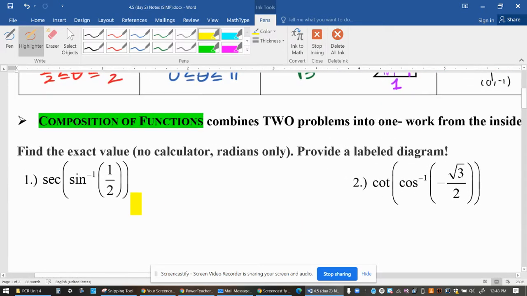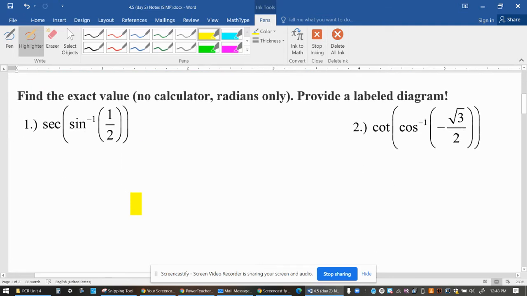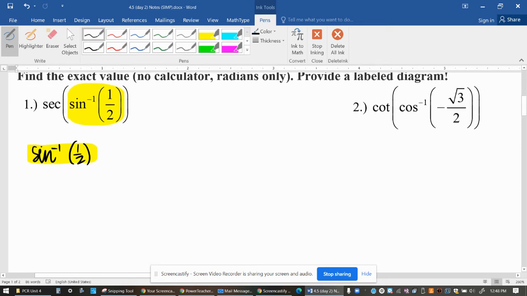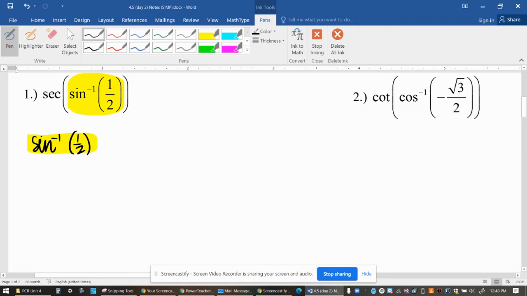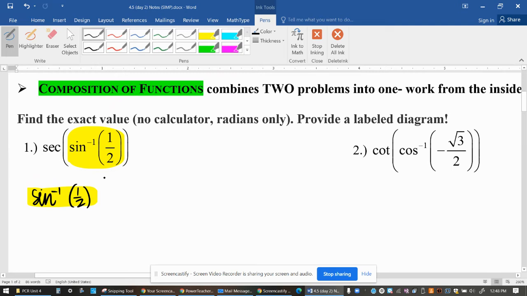All right, let's focus on this first problem. They want us to find the secant of the inverse sine of a half. So let's work from the inside out. Pretend this is the only thing they're asking us: what is the inverse sine of a half? Whenever they ask me for inverse sine, I know that I'm trying to find an angle, and we're working with radians here. The directions say they want the exact value, radians only, no calculator.